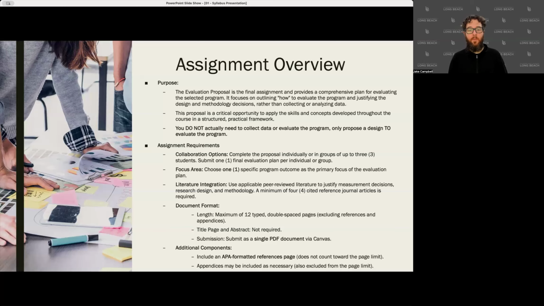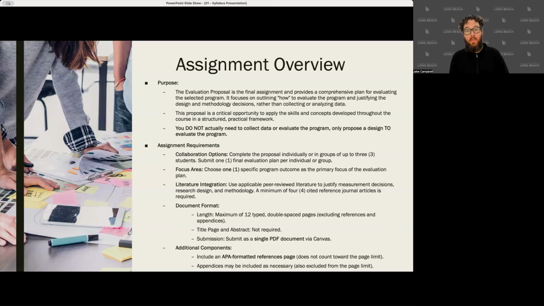But you should be able to write something that could be handed off to a third party that doesn't know anything about this program and can read it and say, I know enough information about what this program is. I know enough information about what the program should do. And I have a good level of detail about what an evaluation design could be and why that design is chosen and appropriate for this program. So it focuses on how to evaluate the program, and it focuses on justifying the decisions for why you have chosen that design over potentially alternative choices, right? But it does not worry about collecting or analyzing data.